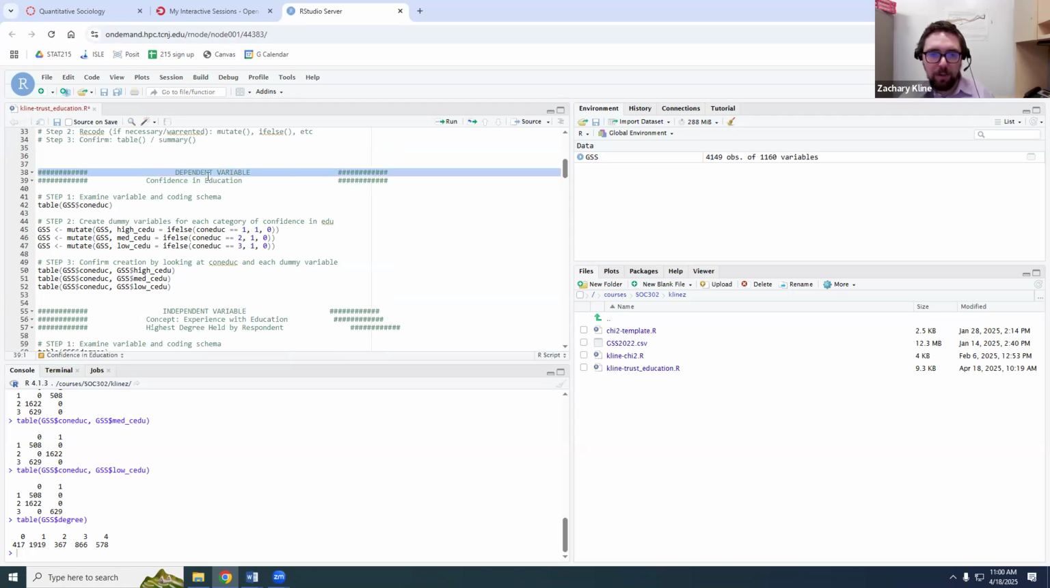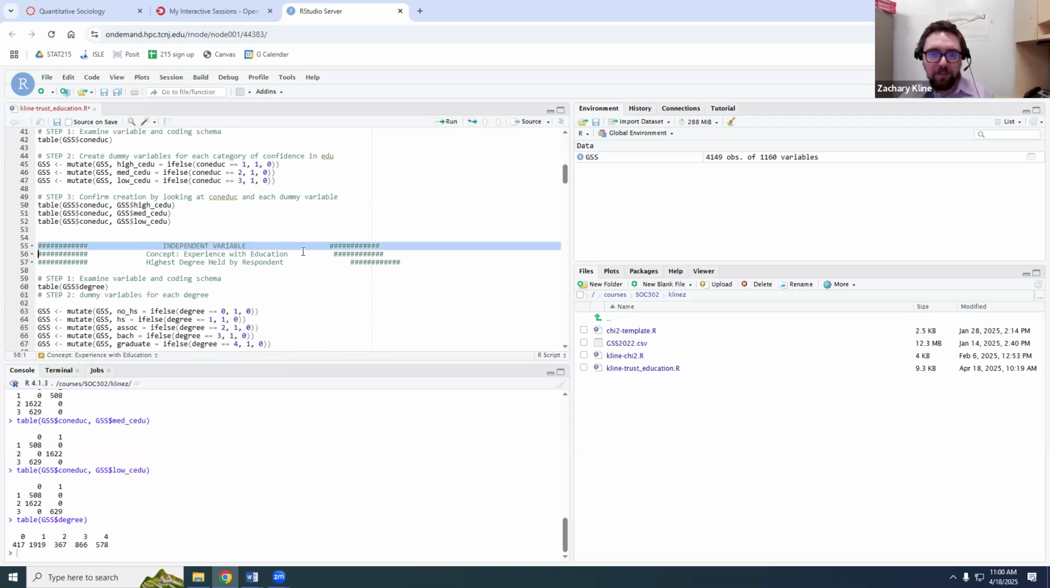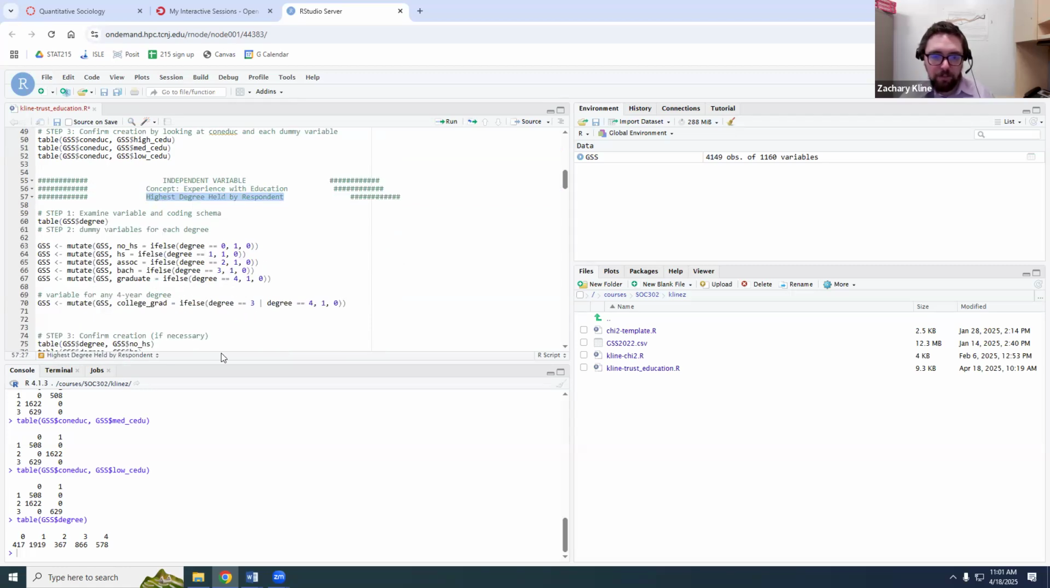So first we're recoding our dependent variable. Now we're moving on to our independent variables. First, we're going to look at variables related to experience with education. This is our first independent concept. The first variable within this independent concept is highest degree held by respondent. There's a range of values from 0 to 4.